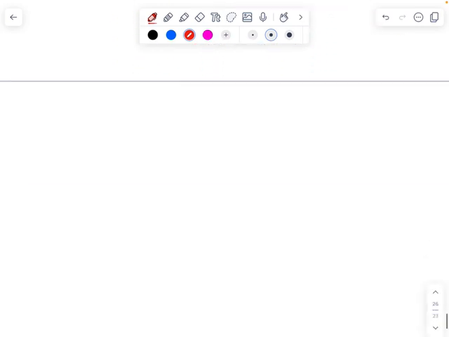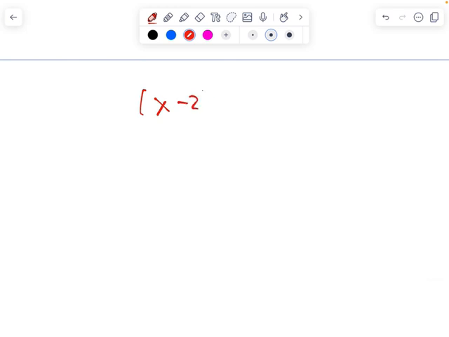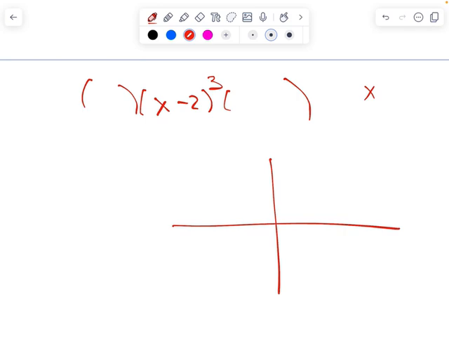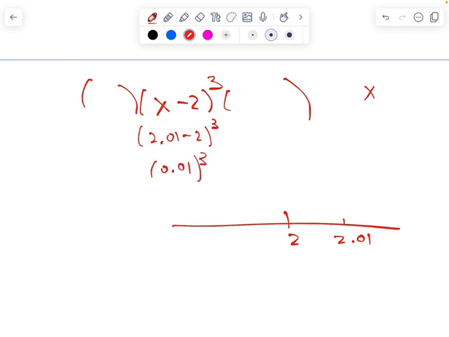Now the same thing happens with the third degree, so x minus 2 to the third power. I'm not going to write the other terms out, but if x is on the graph, actually, this is 2. If x is 2.01, then I get 2.01 minus 2, which is going to be 0.01. And when I cube it, it's going to be 0.000001, which is a really, really, really small number, but it's positive, and so it's going to be some number right here.